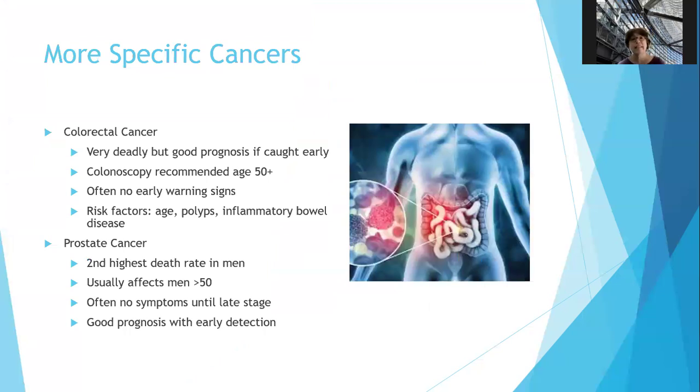Colorectal cancer is very deadly, but if it's caught early, there's a good prognosis. Colonoscopy, up until pretty recently, the last couple of years, has been recommended at age 50 and above, but now they're saying 45 and above. There are often no early warning signs. If you get colorectal cancer at age 45, you have a much better survival rate than if you get it later.